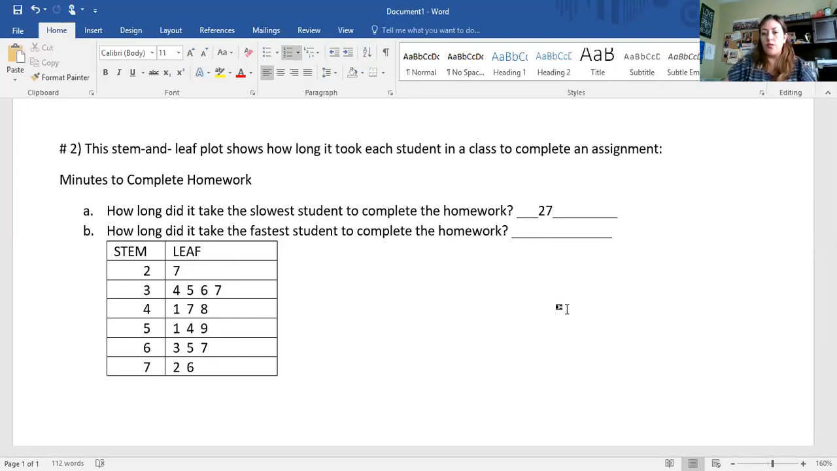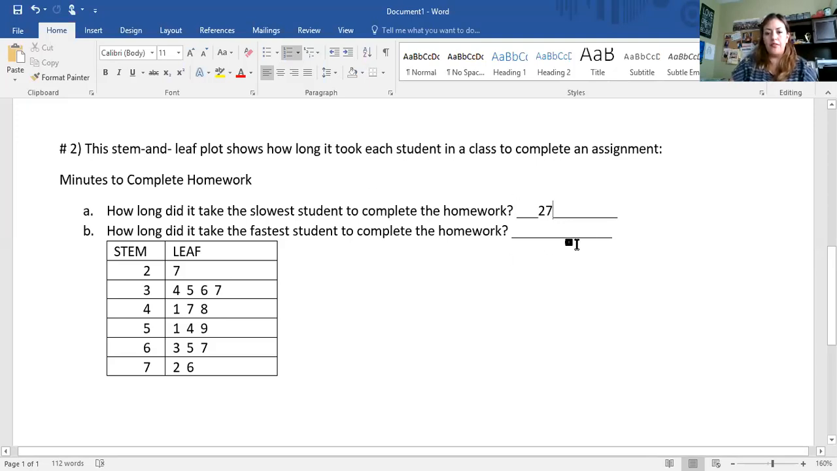The second question is asking you, how long did it take the fastest student to complete the homework? So it's the opposite. Which one is the greatest number? Okay, go ahead and try to answer it yourself. Okay, yes, if you said 76, you are correct. Even though you have a 72 right here, you know that the 76 is bigger than the 72. So the answer is 76.